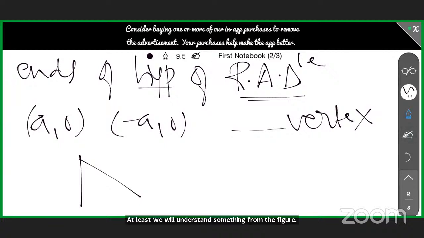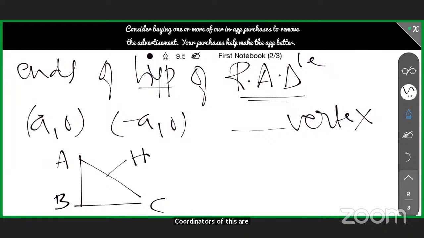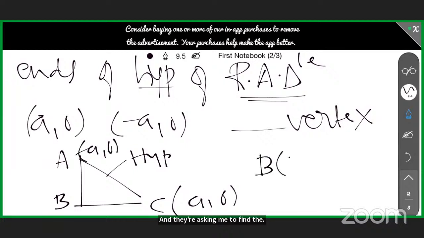I told you whenever it comes to locus, the first thing that you should do is sketch a rough figure. So what they told is if A, B, and C are the vertices of my triangle, they have given the endpoints of the hypotenuse. This is my hypotenuse. The endpoints are a comma 0 and minus a comma 0. And they're asking me to find the point B, x comma y, and the equation of this point.